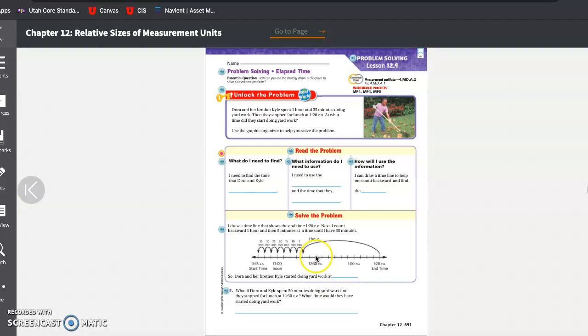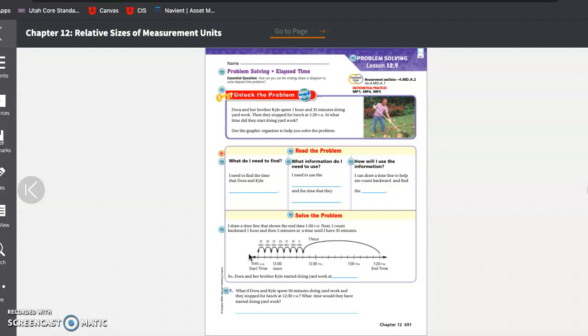So again, you're going to use the same thing. If they stopped for lunch at 12:30 and they worked for 50 minutes, we're going to count back 50 minutes. 5, 10, 15, 20, 25, 30, 35, 40, 45, 50. Okay, so that means that would be just one more tick mark right here. That would be 11:40 a.m.